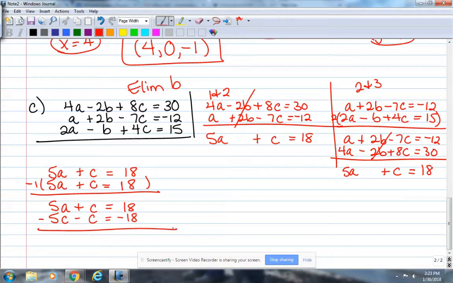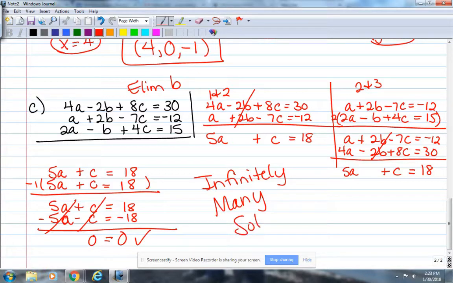And what happens? A's cancel. C's cancel, so that gives me 0 equals, what's 18 minus 18? Is that true? Yes. So if all the variables cancel out in our equation down here and it's true, we say what? Infinitely many solutions. You can write IMS. If you want to write no solution, if you put NS, I'm good with that.